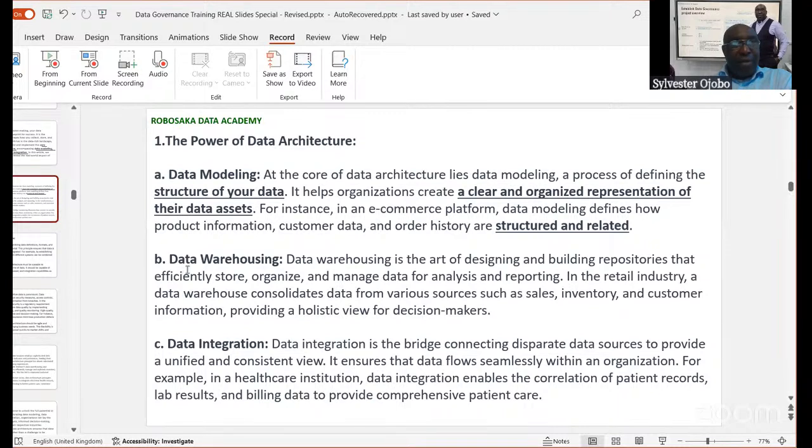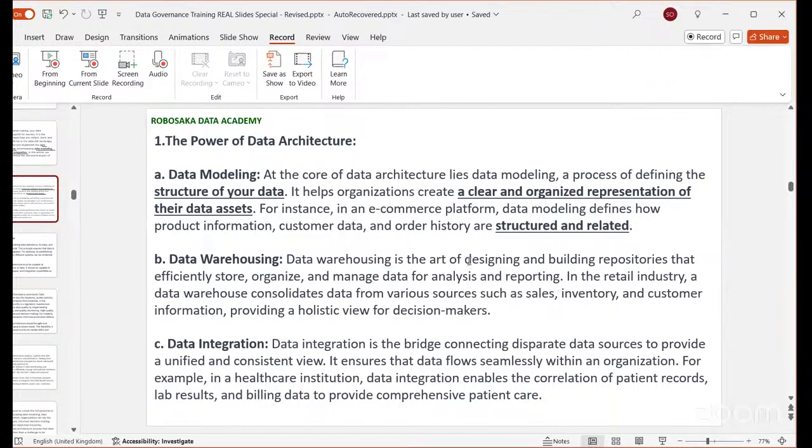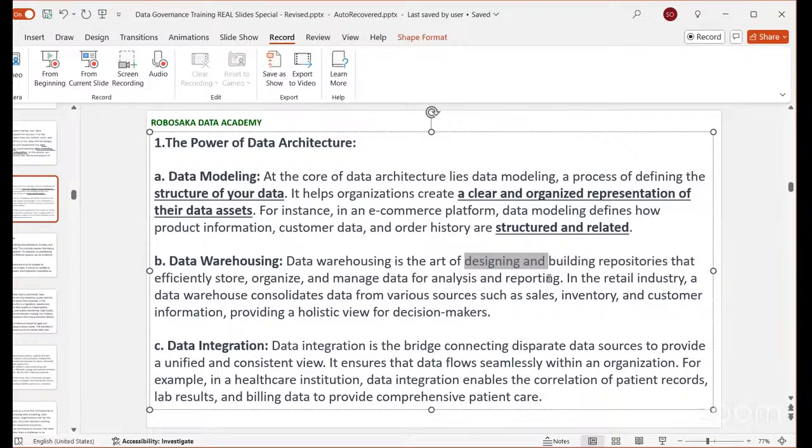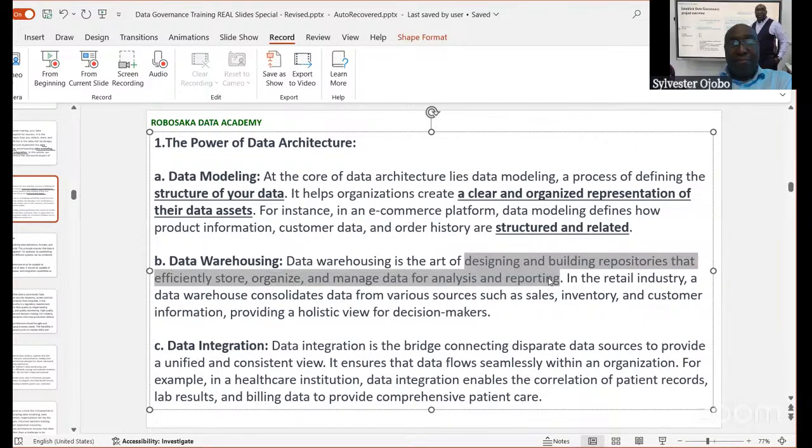So we have what's called data warehousing. It's the art of designing and building repositories that efficiently store, organize, and manage data for analysis and reporting. Do we understand that? Yes. Good. Can you give me an example of that?